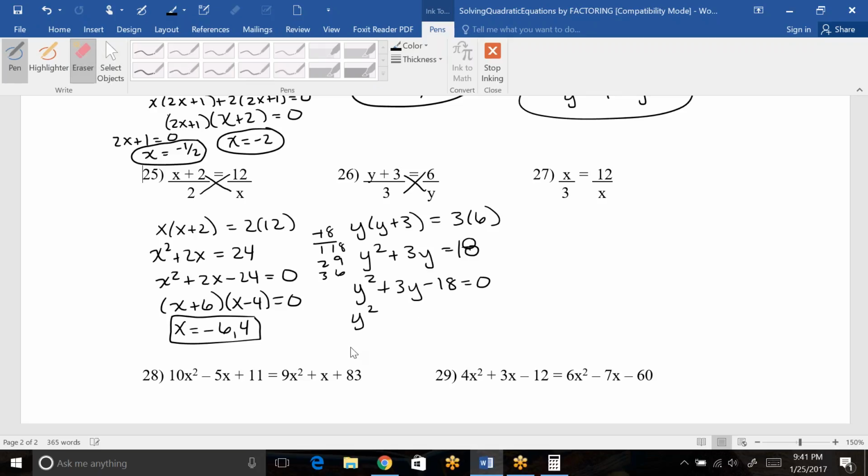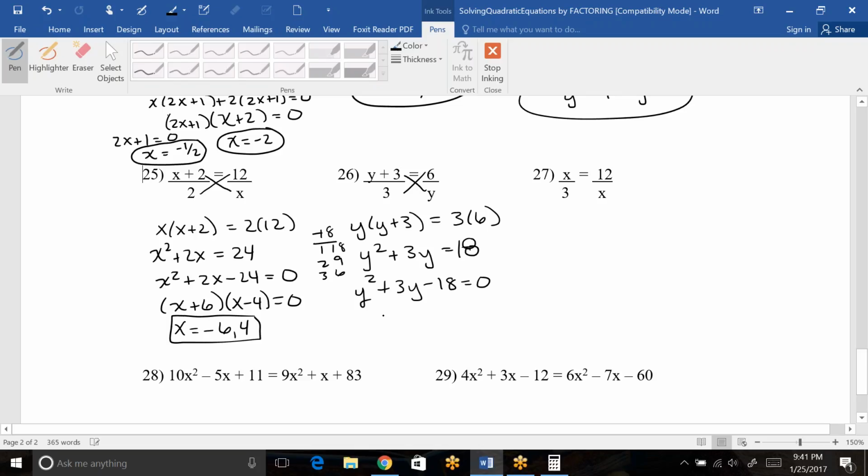Oops, I don't need the squared on that. Just erase it. There we go. Got ahead of myself writing. So this would be y plus 6 and y minus 3, since we want it to stay positive 3 when we add. So this would be -6 and positive 3 when you solve them.